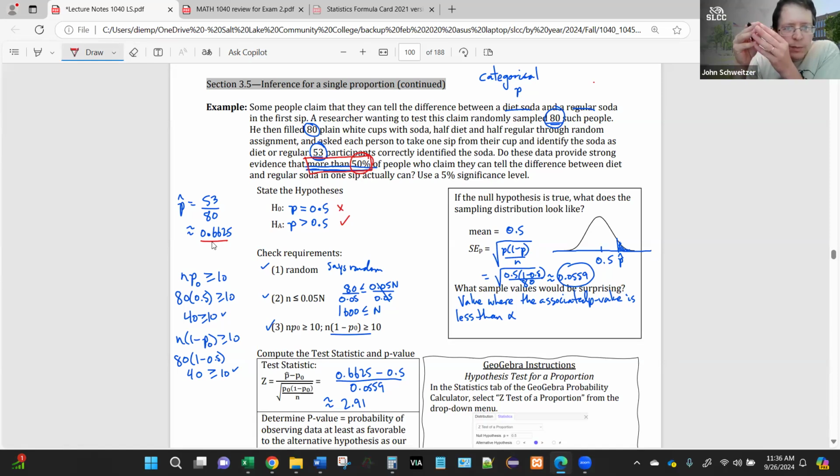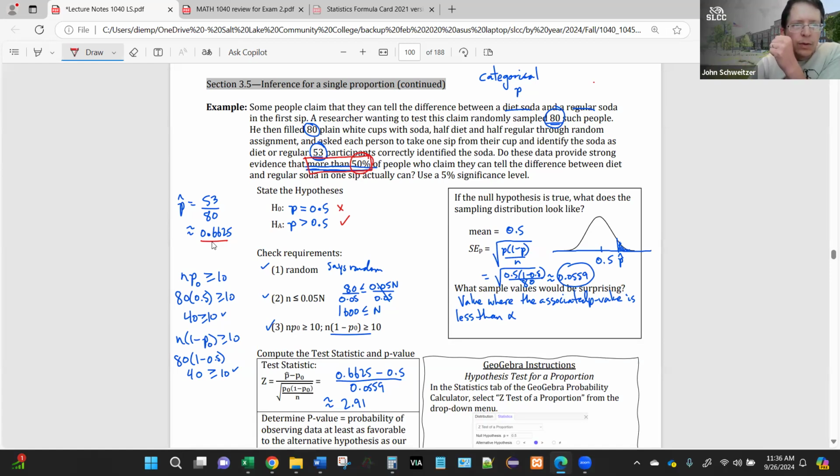It's about 16% higher than 50%. Who knows? Maybe that could just be due to random sampling error, right? And if we did this again, it would be much lower. It might be 51%, or it might even be 48% or something like that, right? So we're not convinced yet. We need our distribution. So we check the requirements, right?